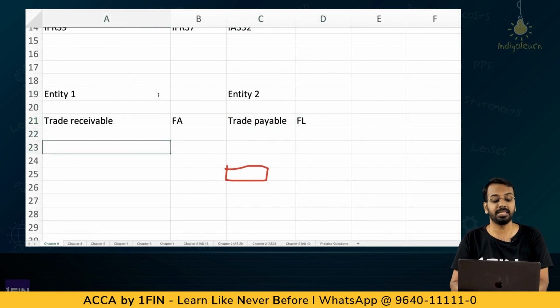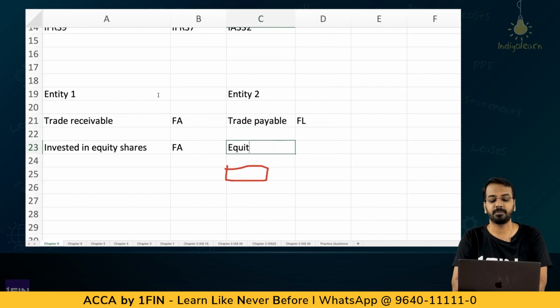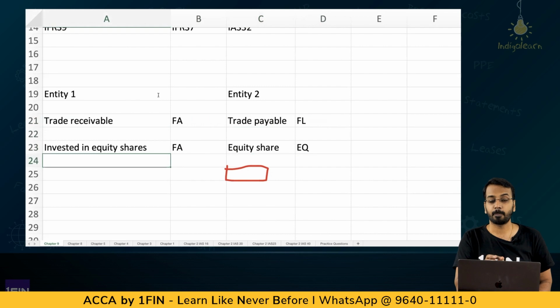Okay. Or entity 1 says, I have invested in equity shares. This is an investment, it's a financial asset. Entity 2 says, this is my equity share capital, which is classified under equity. So, there can be one entity or more than one entity, but normally we can understand this using two entities. Entity 1 and entity 2 should have a contract.